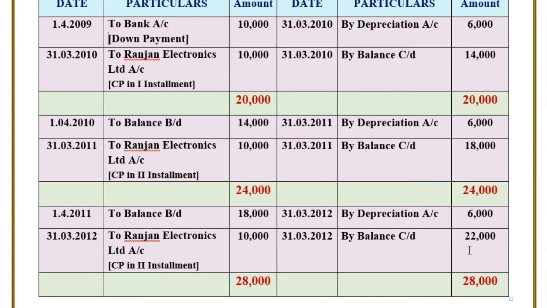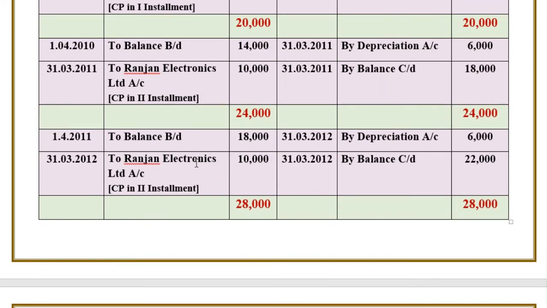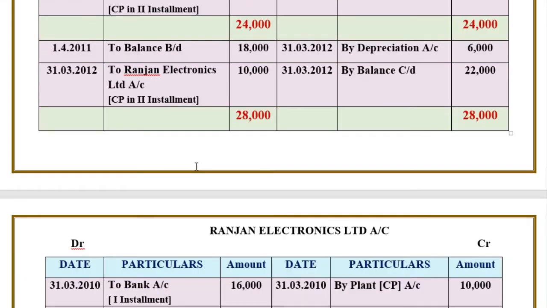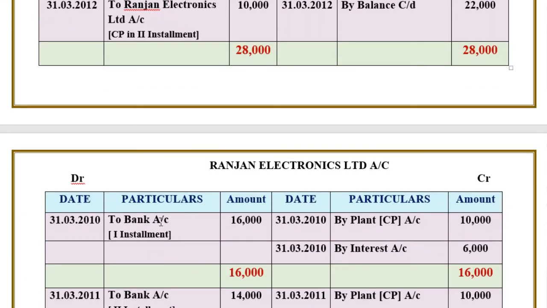Then once you're done with this plant account, let us move on to the next account, that is Ranjan Electronics Limited hire vendor account. So in the hire vendor account, again two bank account, payment. So hire vendor Ranjan Electronics Limited account. So date, particular, amount, debit, credit. So payment is made to him on 31st March 2010.